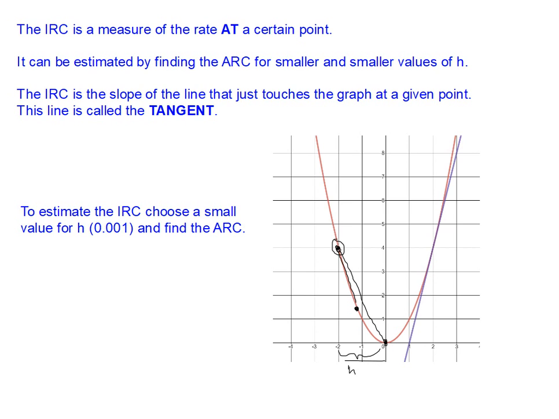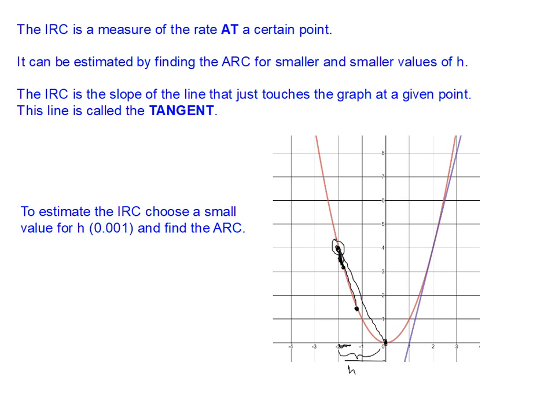And the idea is that by moving that point closer and closer and decreasing the value of h, making it closer and closer to 0, we can get a decent estimate for the slope of the tangent at this point. So the instantaneous rate of change is the slope of the line that just touches the graph. We call that a tangent.